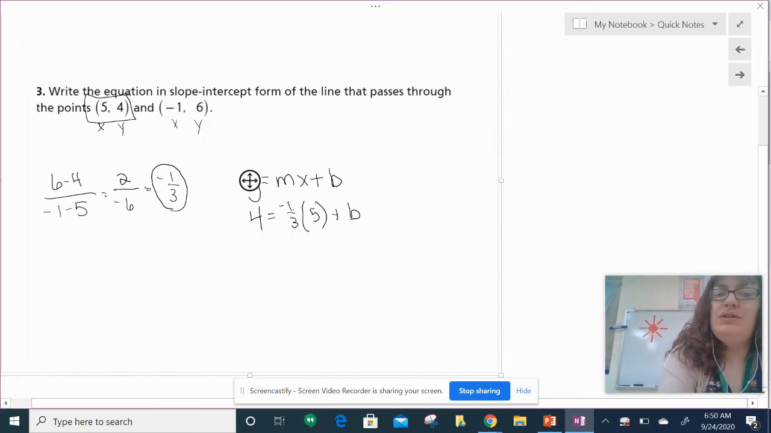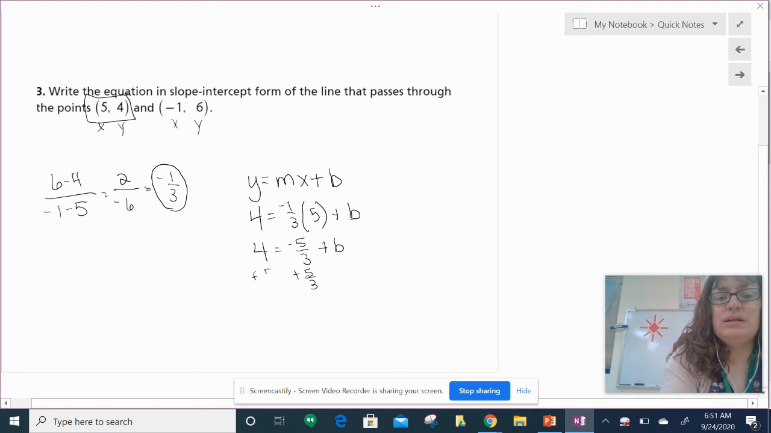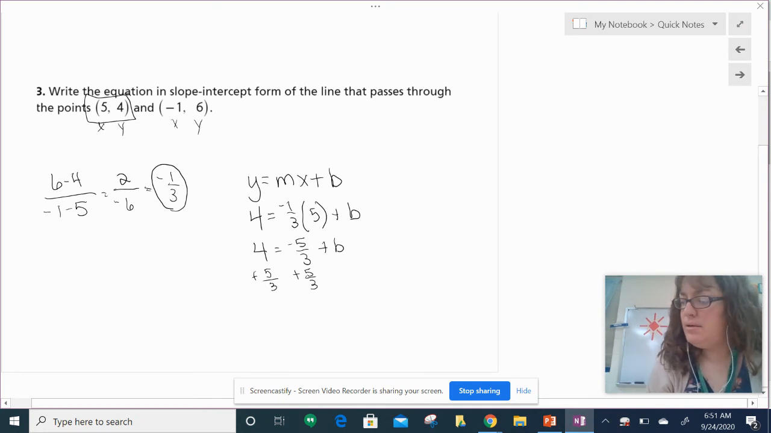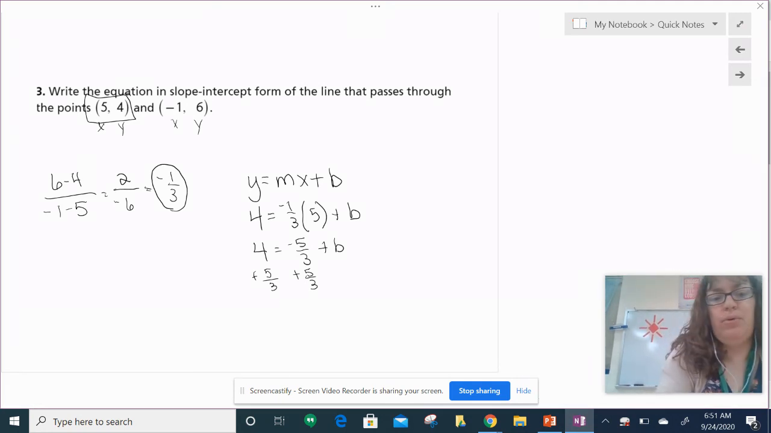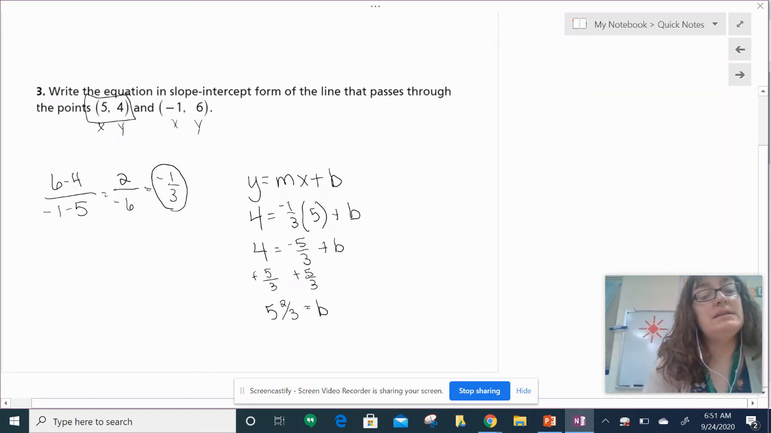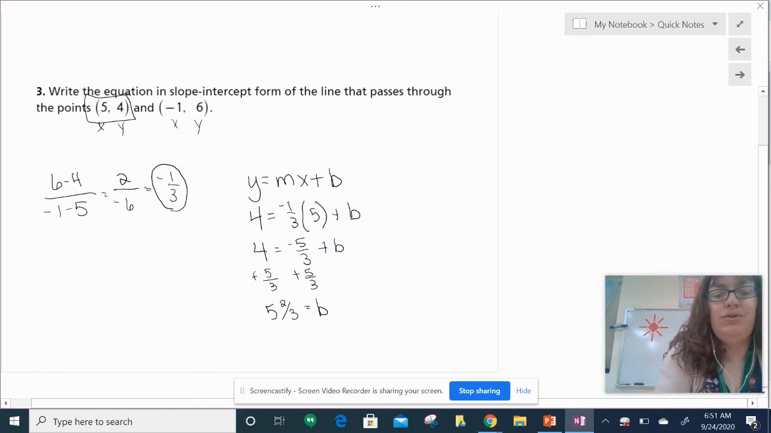Now I'm solving an equation. -1/3 times 5 is -5/3. I still have the 4 over here plus b. And so at this point now, I'm going to add 5/3 to each side. So I'm going to end up with 4 plus 5/3, and I end up with 5 2/3 as a solution, which means it's going to cross my line at 5 2/3. So now that I know my b, and I also know my m, I'm ready to write my equation. y is equal to -1/3 x plus 5 2/3.